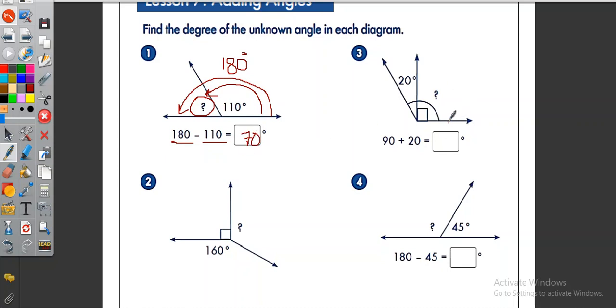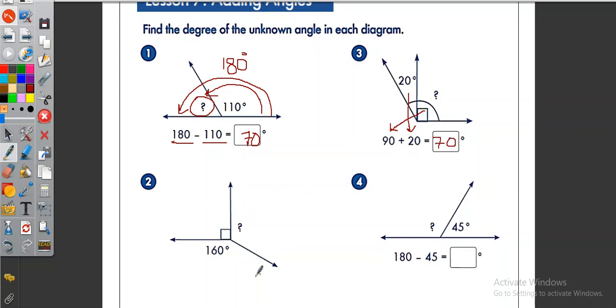What about this one? I need to know what is all of the angle here, this one. Well, I know that this is 90 because it's a right angle. He told me that this one is 20, so 90 plus 20 is 110 degrees.